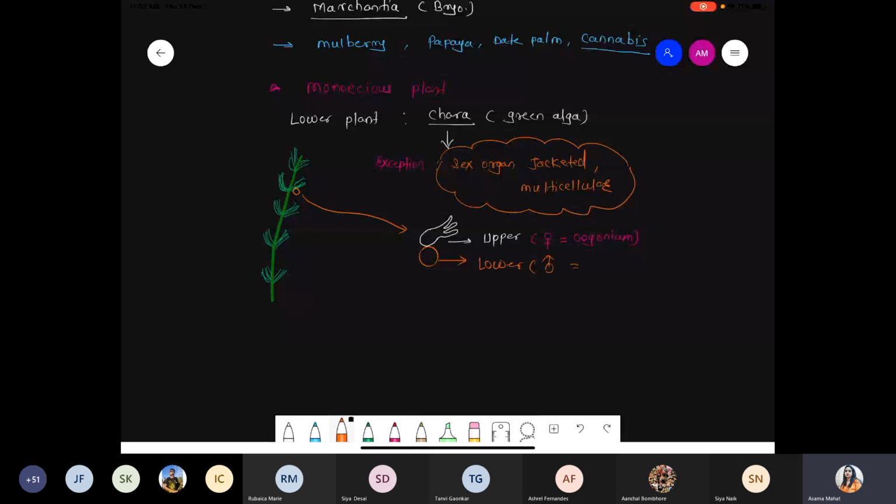And the male is nothing but the antheridium. Right? There is a presence of the antheridium. That's it. So you have to remember, in case of Chara, in the diagrammatic structure, toward the upper side the female reproductive part is present, and toward the lower side the male reproductive part is present. That's it.